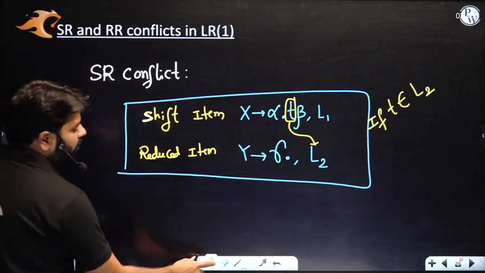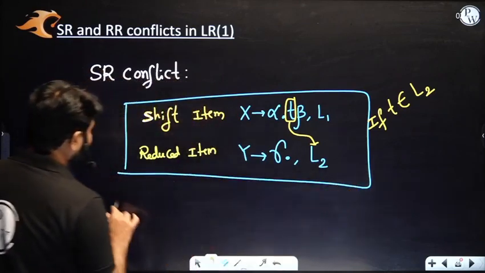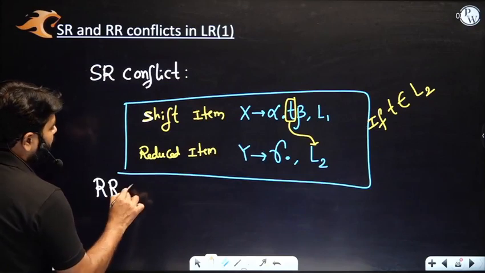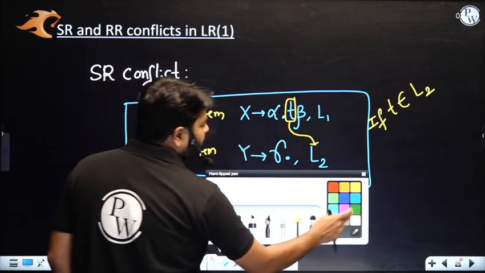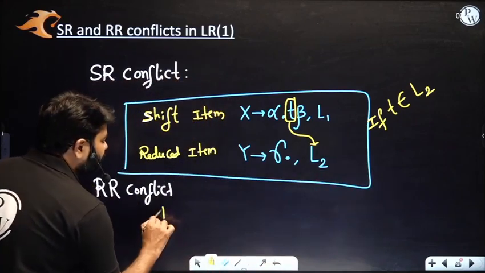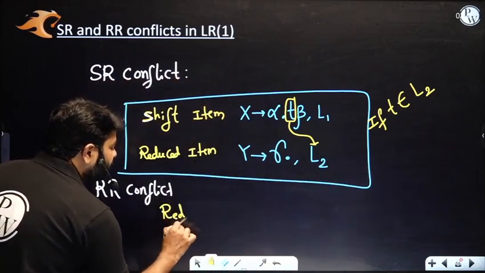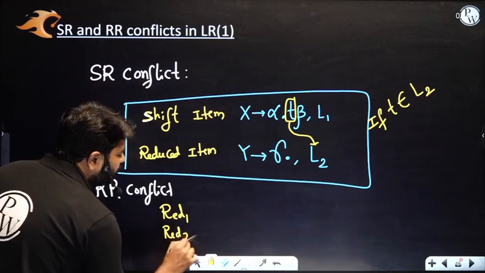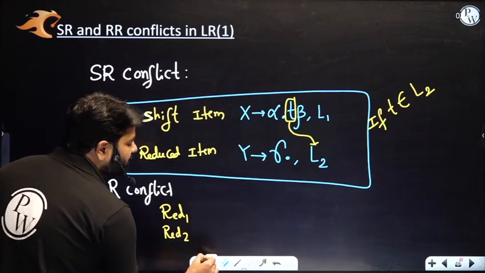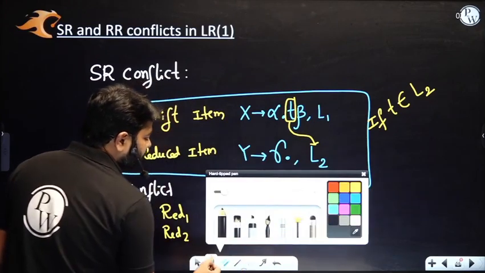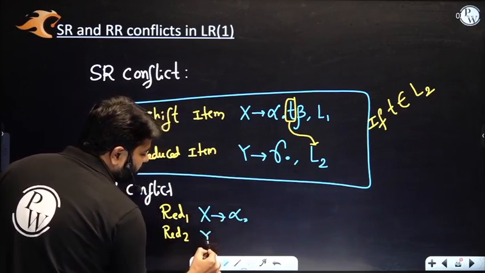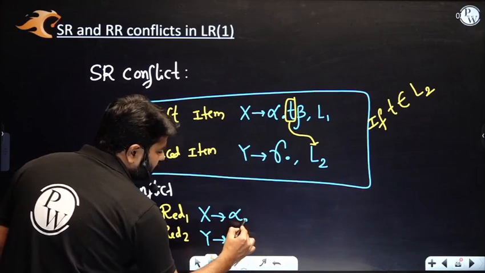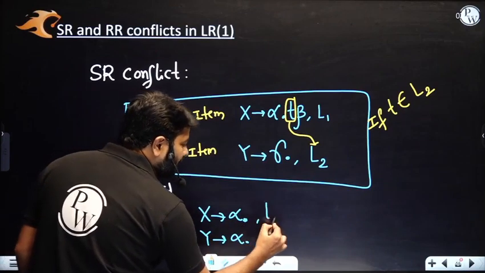What about RR conflicts? It is also so easy. If you want to check an RR conflict, you tell me what are the reduced items. You have one reduced item, let's say reduce 1, reduce 2. What is that item? Let me say one is X derives alpha dot, another one Y derives alpha dot. So you have something here like L1, L2.